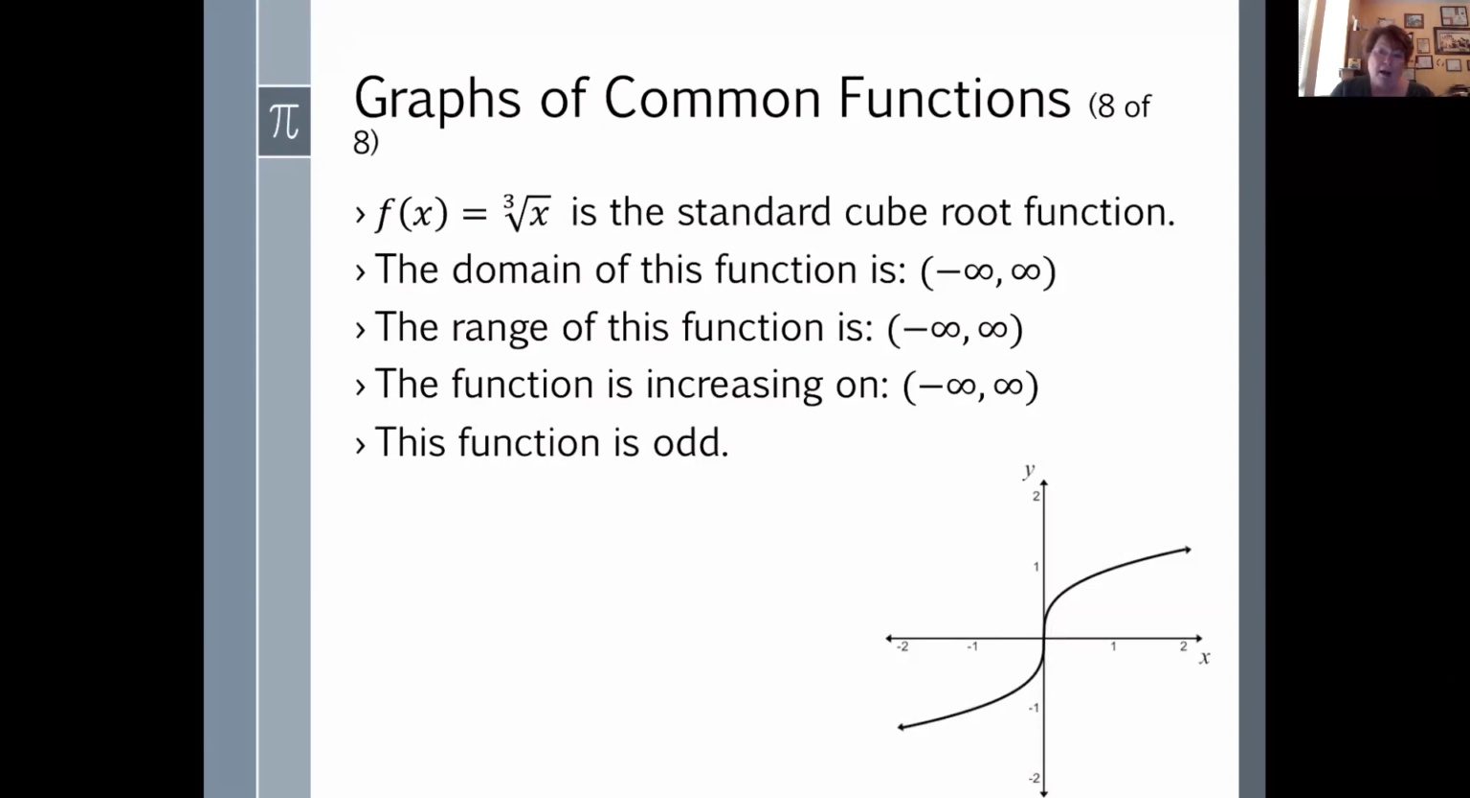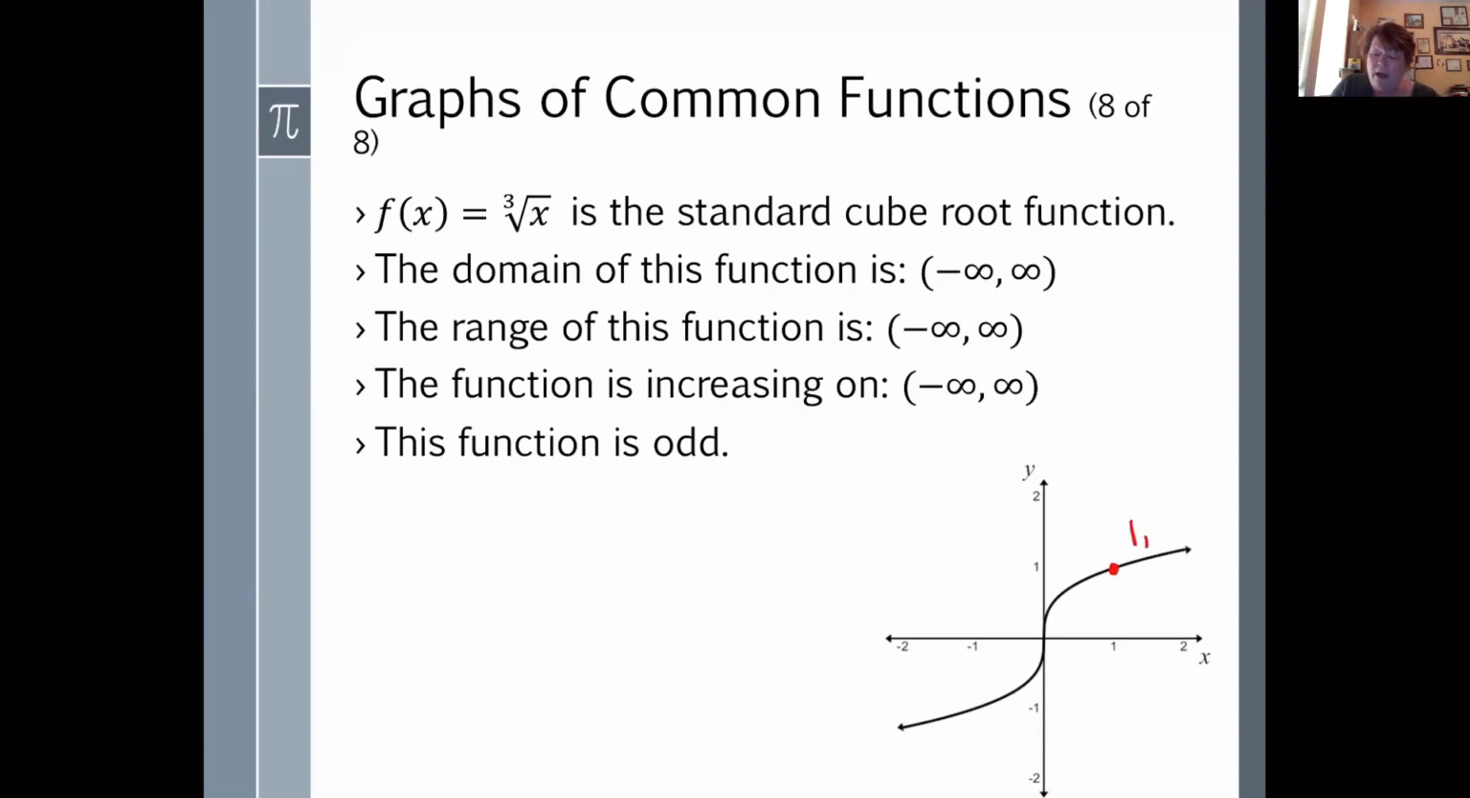I can input a positive and output a positive. I can input a negative and output a negative. And it's increasing over its entire domain. It's always rising from left to right. It kind of looks like it may be vertical along the y-axis, but it isn't. It's constantly increasing. And it is also an odd function. There is symmetry with respect to the origin.